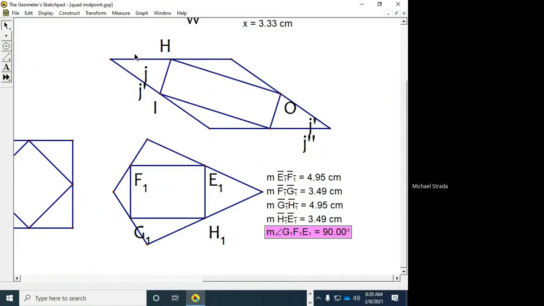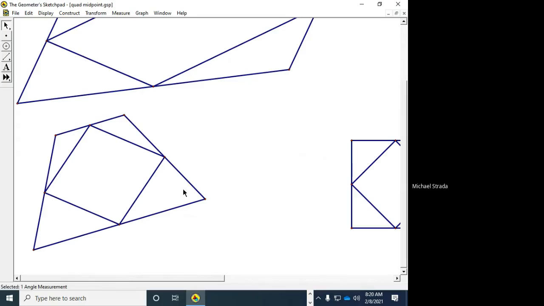And I have a 90-degree angle. Midpoints of a kite also give us a rectangle. So both the kite and the rhombus give us a rectangle. And then the last one we did together is an isosceles trapezoid.